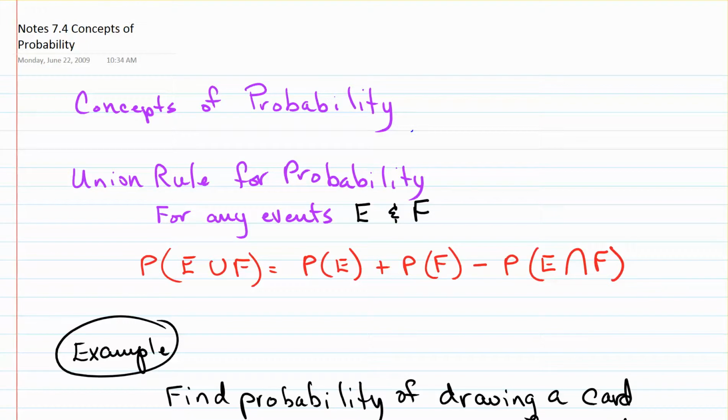This is section 7.4, concepts of probability. So we're going to go a little bit deeper, not much, into the idea of probability. We have a union rule for probability. This is for any events E and F. So the rule is that the probability of E union F is equal to the probability of E, that event, plus the probability of F, minus the probability of the intersection of the two.